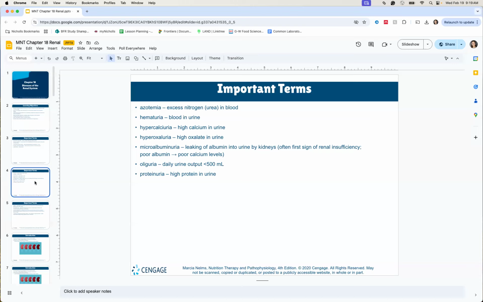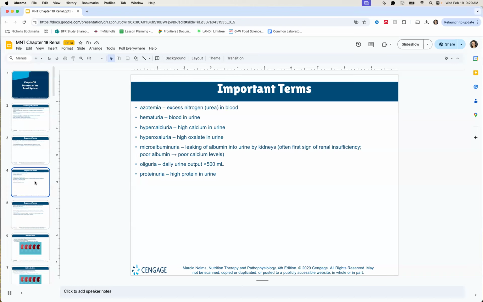So azotemia is excess nitrogen or urea in the blood. If you remember, we get that nitrogen and urea from amino acid metabolism. And our kidneys work to help us get rid of that urea, that nitrogen. Hematuria is blood in the urine. Hypercalciuria is calcium in the urine. Hyperoxaluria is high oxalate in the urine, and this high calcium and oxalate in the urine can often lead to kidney stones or nephrolithiasis.